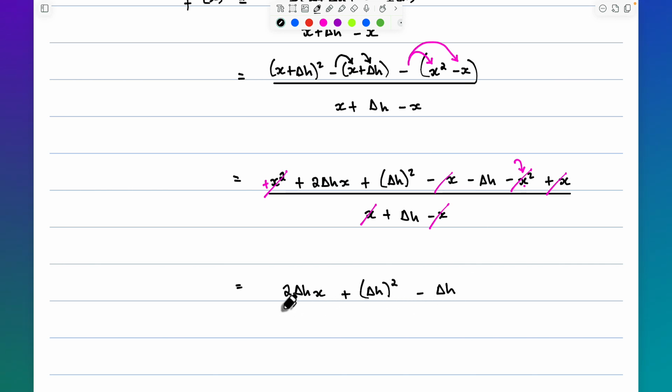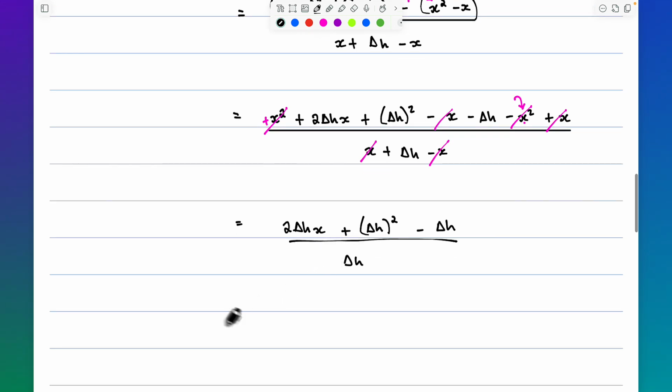At this point, you should have terms with just delta h's, because at the bottom, we have a delta h that's supposed to cancel with those ones. So what you want to look for all the time in these questions is the top should always have delta h's throughout, so that if you have a delta h here, a delta h here, a delta h there, you can factor out that delta h.